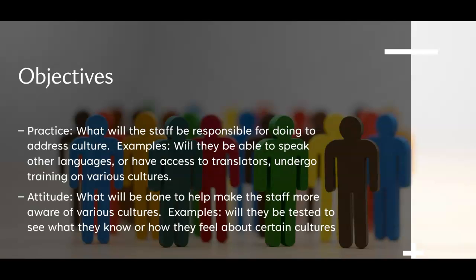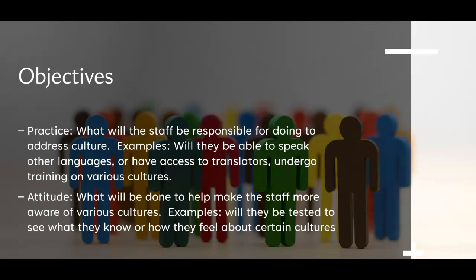When we talk about access to translators, sometimes that's just a matter of having a translator phone in an area where, if the providers or those working with the patient are unable to communicate with them in their language, they will have easy access to getting that person with the right person to translate for them, so that communication doesn't become a big barrier.